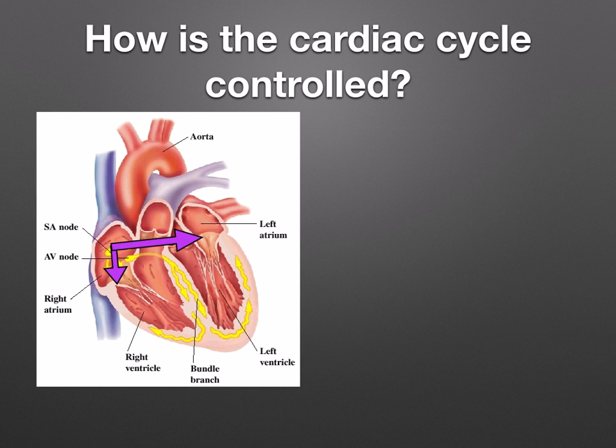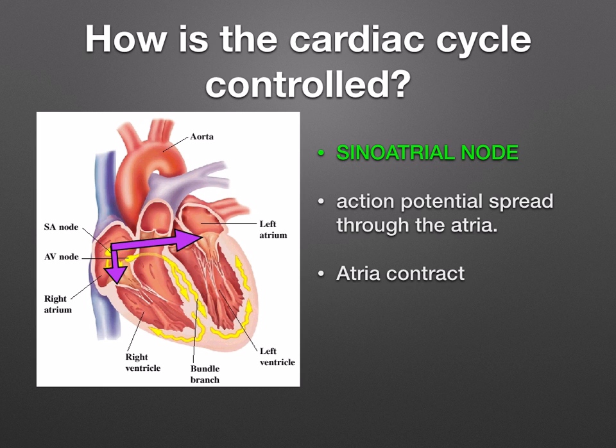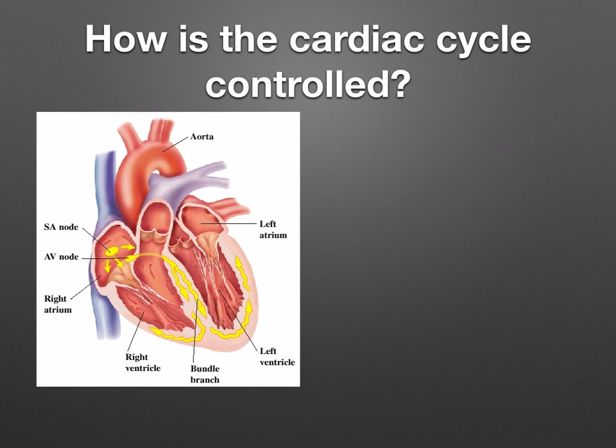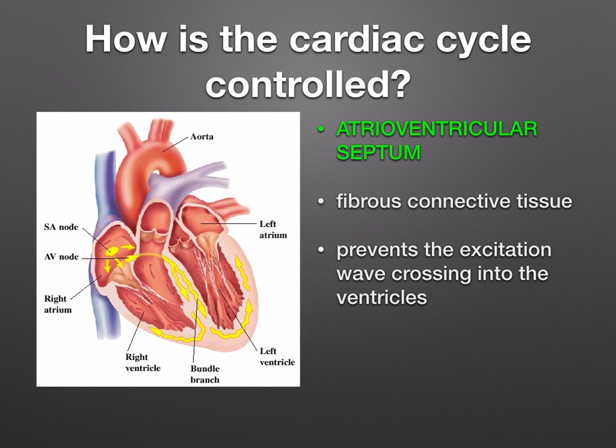A wave of action potentials is initiated in the cells around the sinoatrial node, and it spreads through the network of fibers across both atria, as you can see in this diagram here. This causes the atria to contract. Now, a layer of fibrous connective tissue separates the atria and the ventricles. This is called the atrioventricular septum. It prevents the excitation wave crossing into the ventricles.